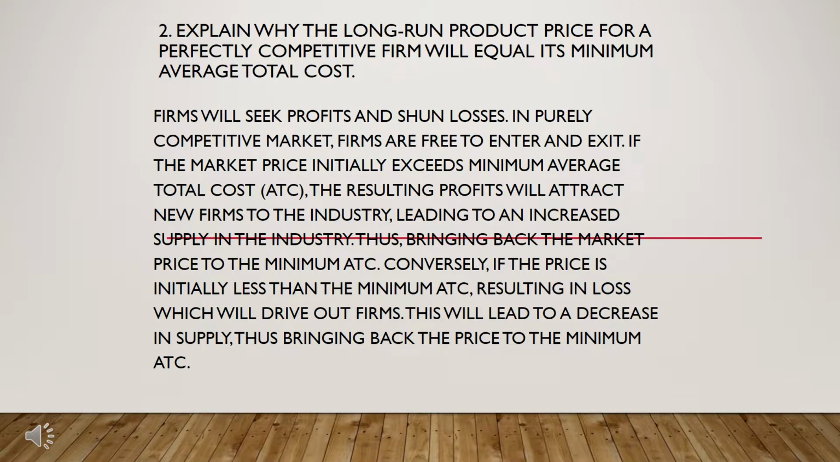If the market price initially exceeds minimum average total cost, ATC, the resulting profits will attract new firms to the industry, leading to an increased supply in the industry, thus bringing back the market price to the minimum ATC. Conversely, if the price is initially less than the minimum ATC, resulting in loss, which will drive out firms, this will lead to a decrease in supply, thus bringing back the price to minimum ATC.